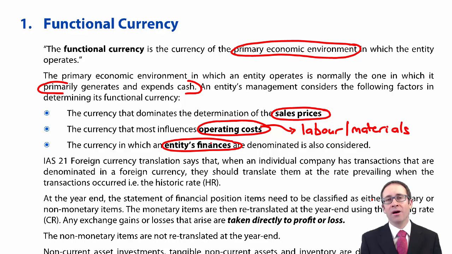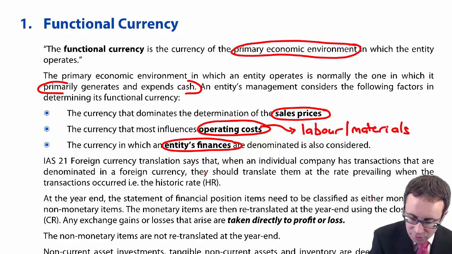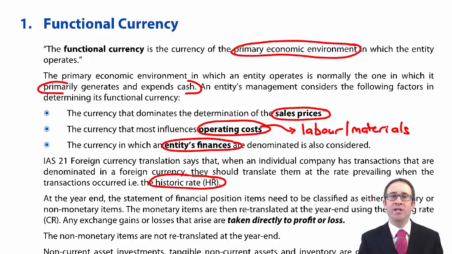And here we have further rules. When we're looking at the individual company, when you enter into a transaction, you record it at the rate that was in place on the date the transaction took place. That is referred to as the historic rate, or HR for short, which makes sense, doesn't it?